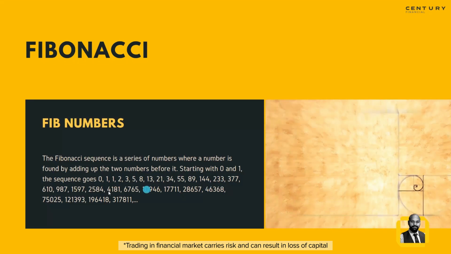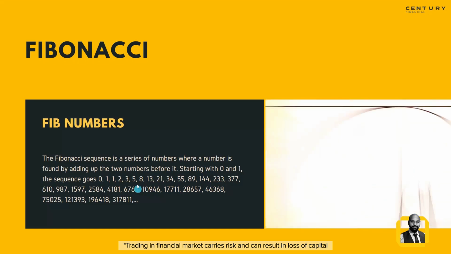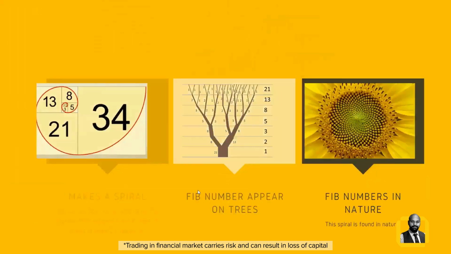You can do the same thing with a higher number. You can take 6765 divided by 10,946, into 100, and you should get 61.8. So what that means is, irrespective of which number you take, the first number divided by the second number, you should always get 61.8. And that is why it is known as the golden ratio.